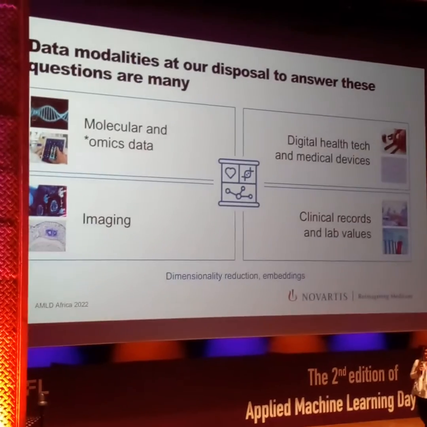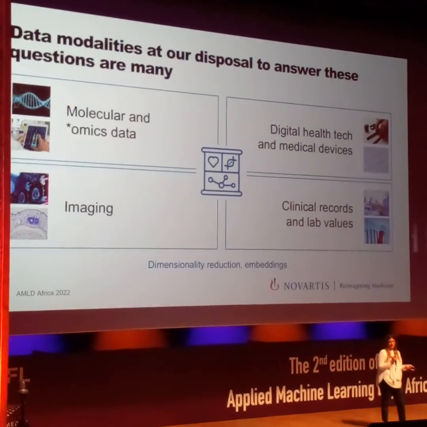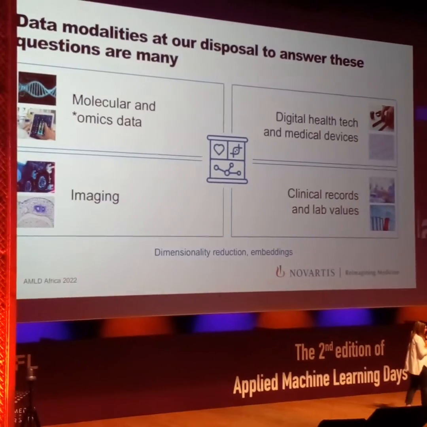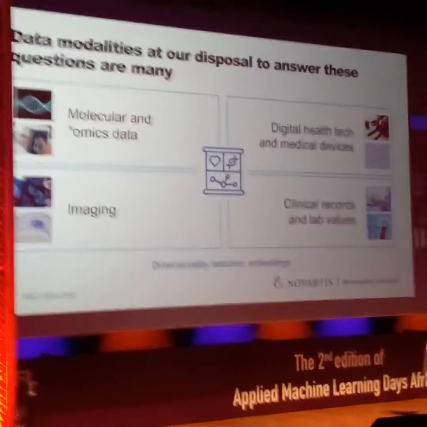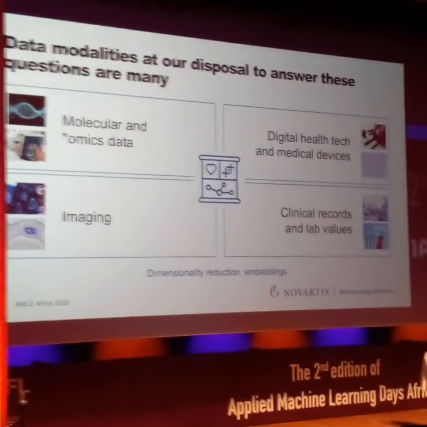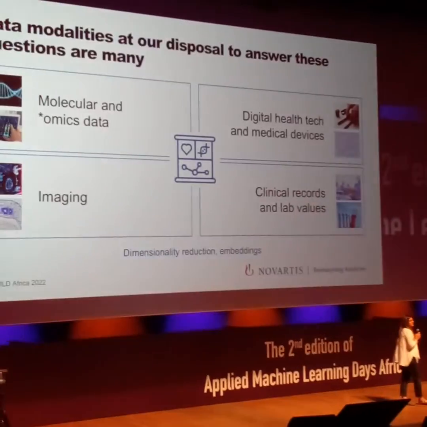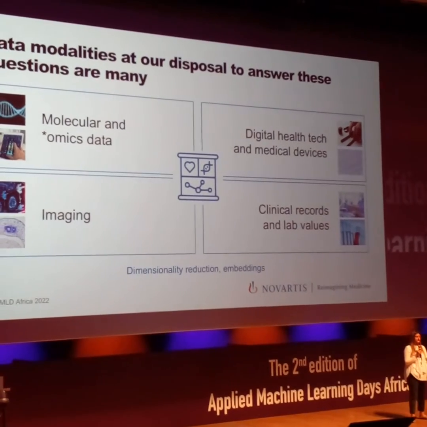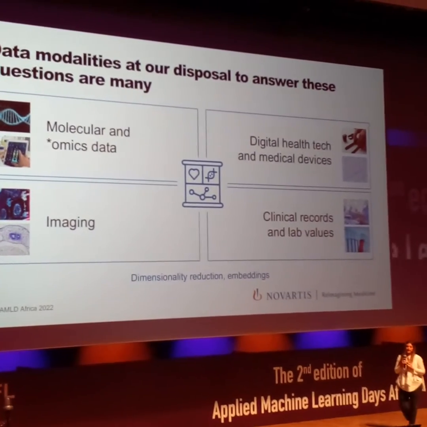A quick overview here, I pointed four types of modalities. We have molecular data and omics data. So molecular data can be biomarkers coming from very targeted assays, all the way to large profiling omics platforms like proteomics, transcriptomics, genetic data, etc.